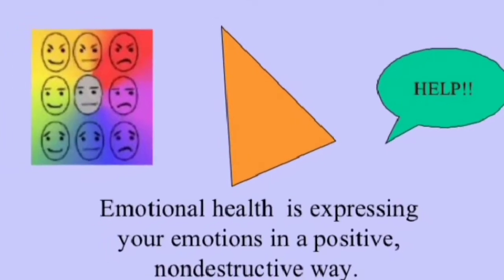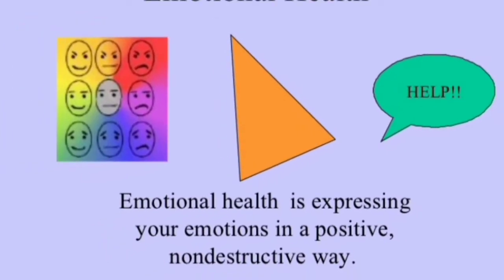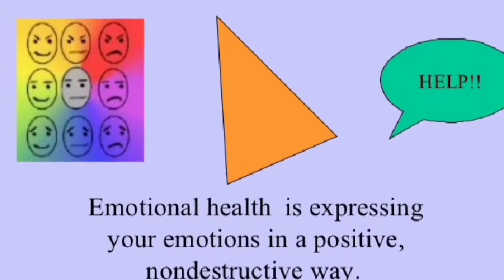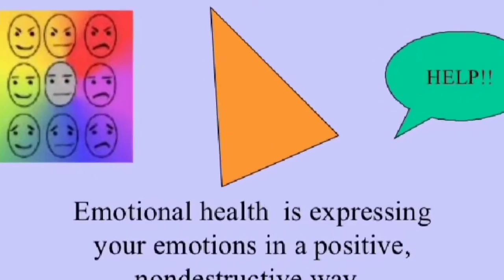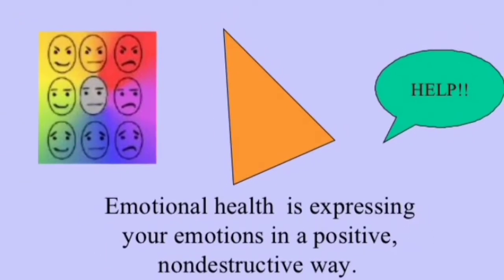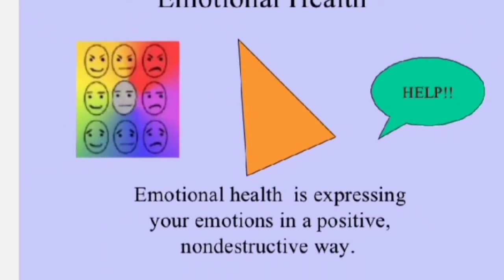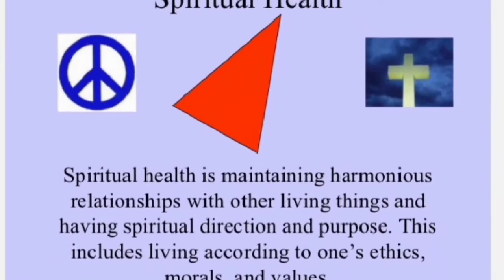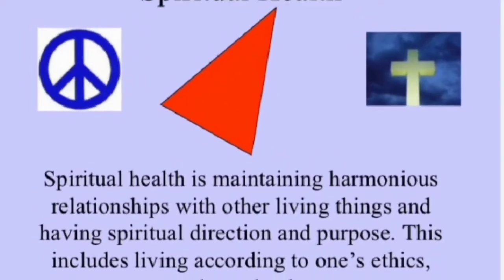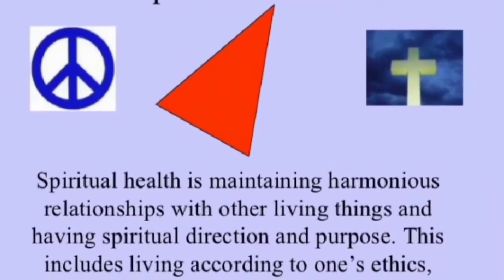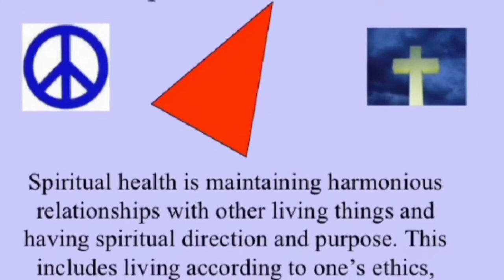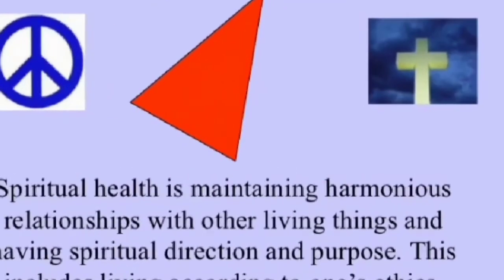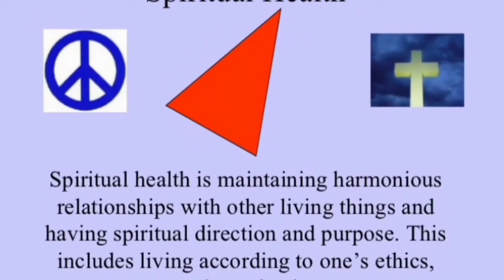Next, emotional health. Emotional health is expressing your emotions in a positive, non-destructive way. Suppose you feel sad or happy, expressing emotions like that. And spiritual health: maintaining harmonious relationships with other living things and having spiritual direction and purpose, and living according to one's ethics, morals and values. This is spiritual health.